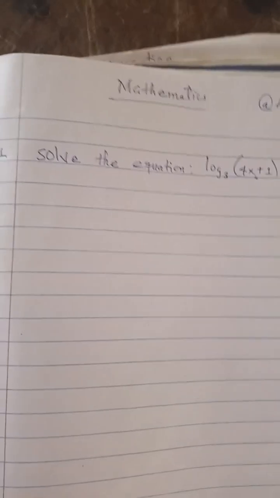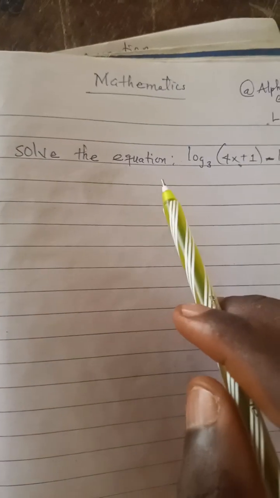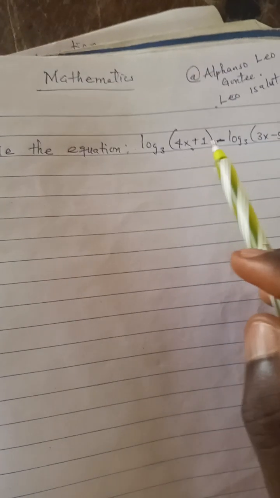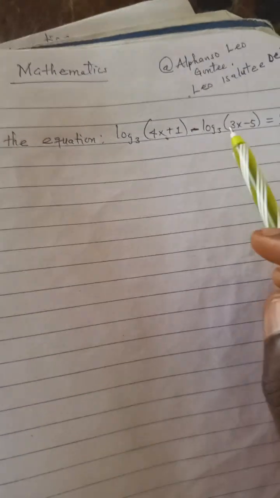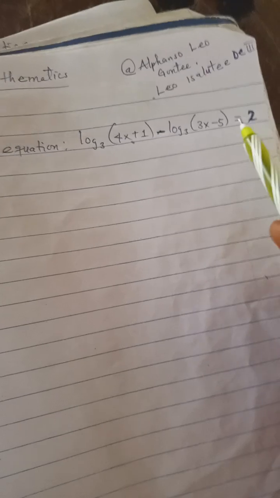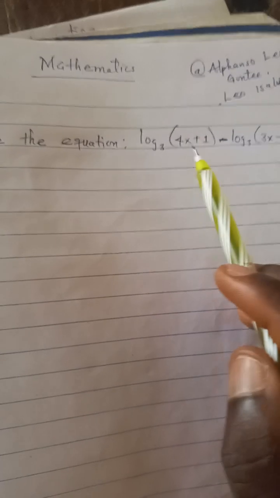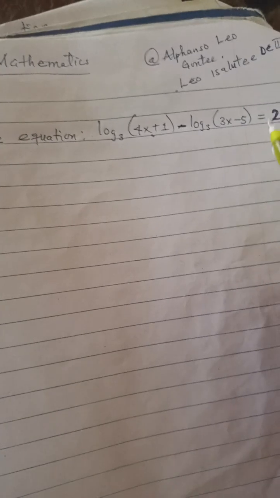The question says: solve the equation log base 3 of (4x + 1) minus log base 3 of (3x − 5) is equal to 2. The question reads again: solve the equation log base 3 of (4x + 1) minus log base 3 of (3x − 5) is equal to 2. This is a logarithm question that we are about to solve.